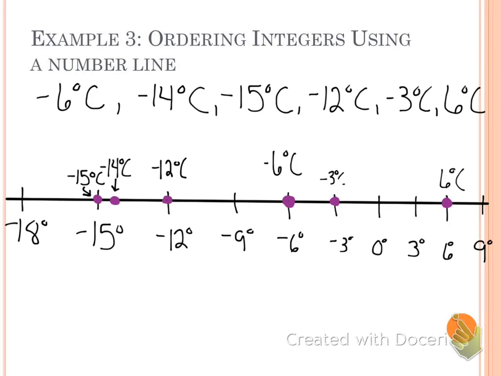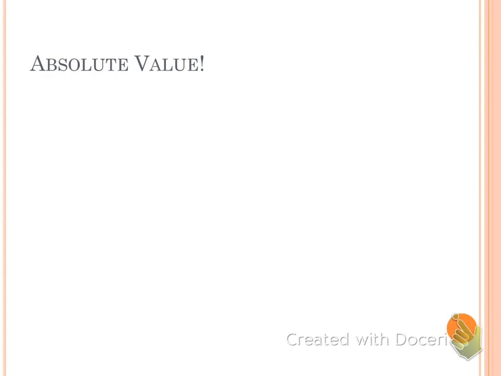Now, the last concept that I want to talk to you about is absolute value. At the beginning of the lesson, we talked about opposites. What was the opposite of negative 10? 10. What was the opposite of 8? Negative 8. So it's the same number of units away from 0, just on the other side of 0. Now, with absolute value, I'm going to see absolute value indicated by these vertical bars on either side of the number. And here's what absolute value means.